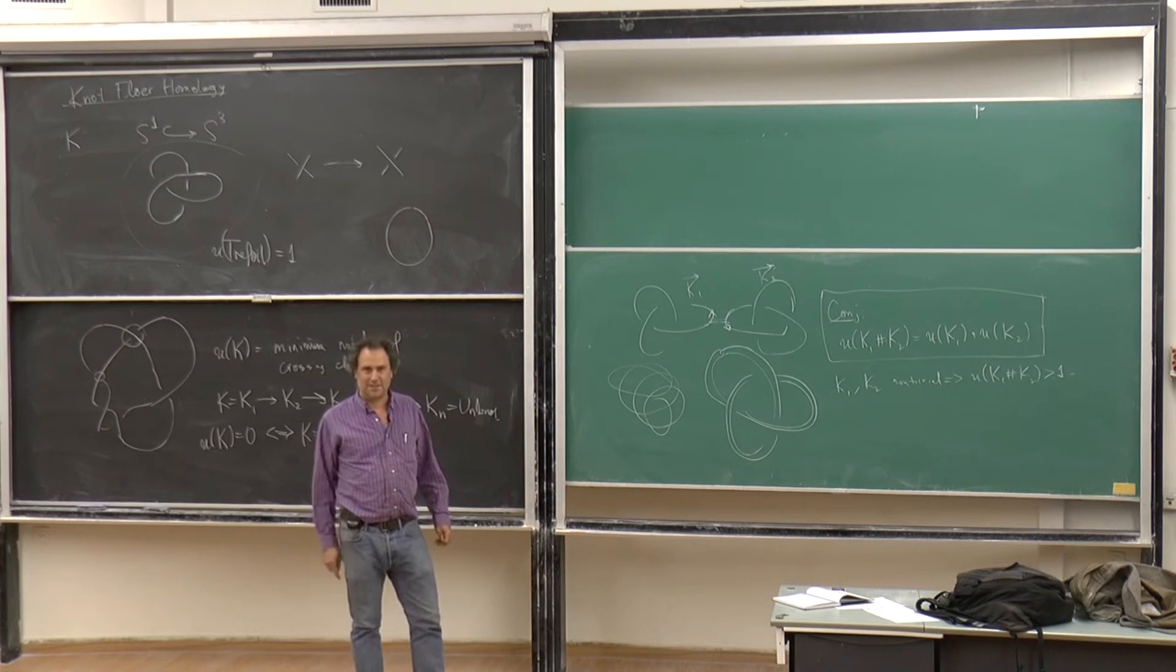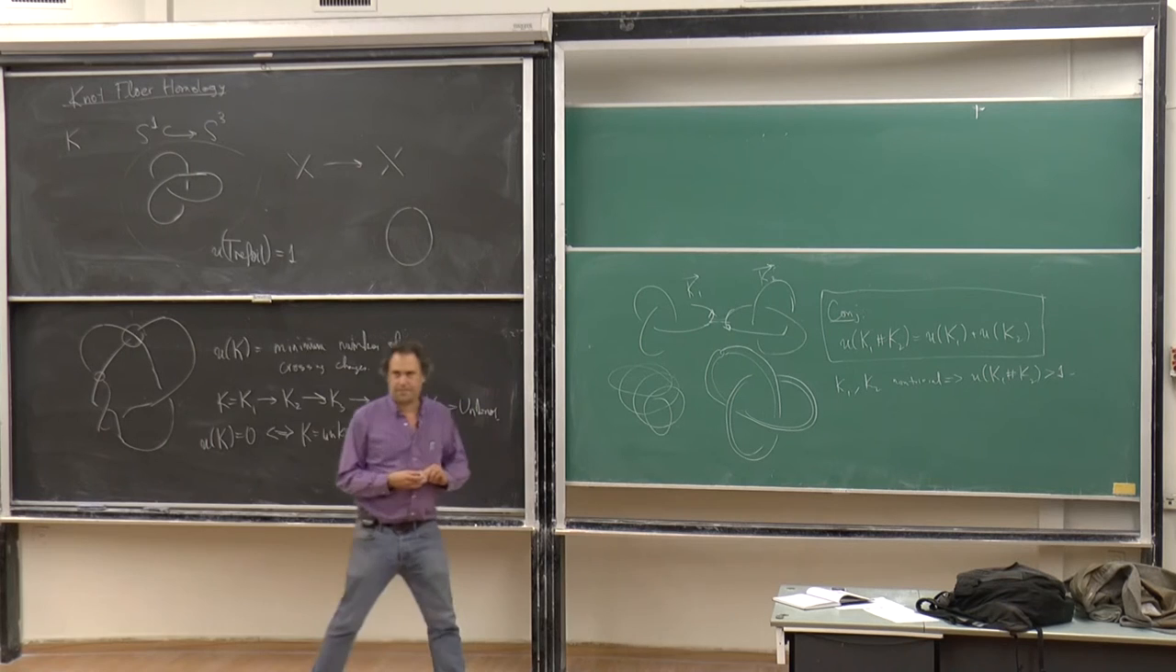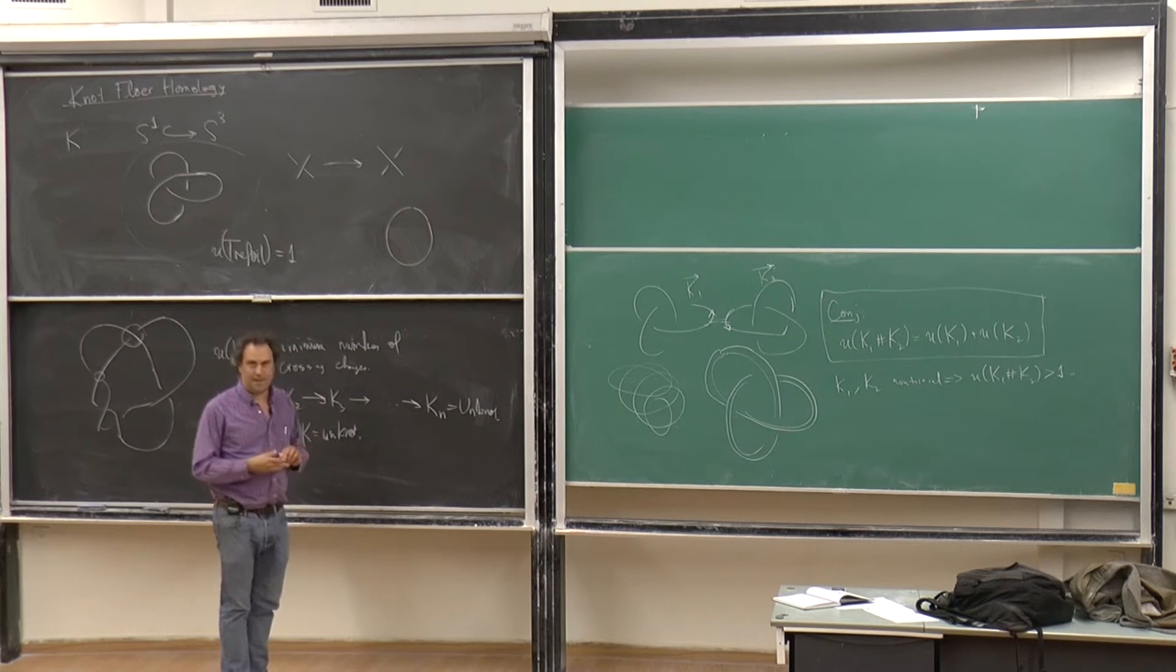So you are saying if I draw my knots with different diagrams and I do the connected sum, I will always get the same thing. That's right. The connected sum doesn't depend on a diagram. Okay. Any other questions?